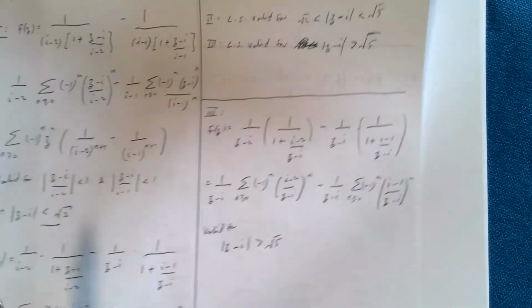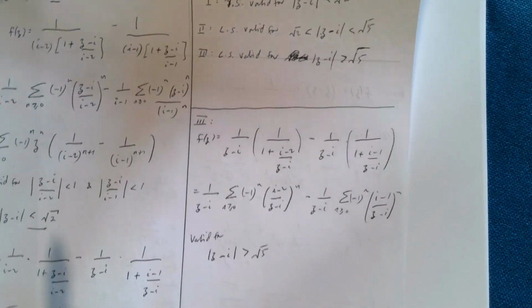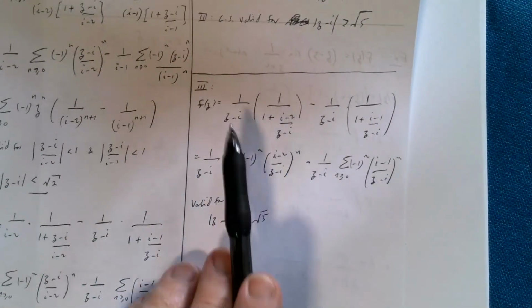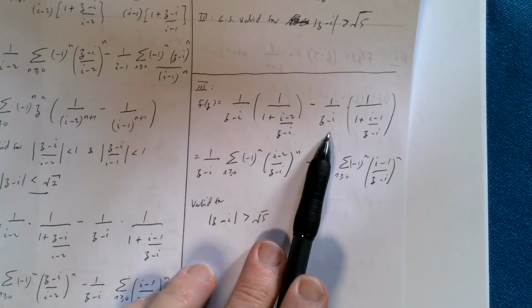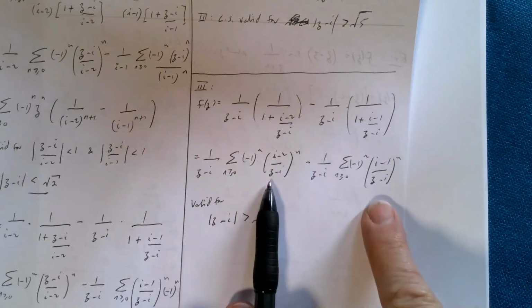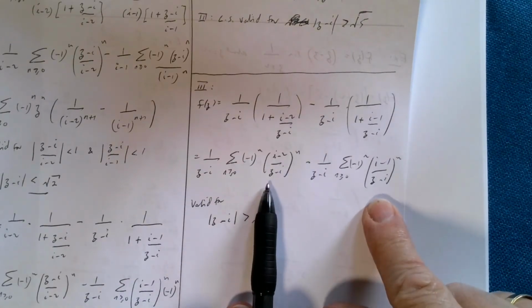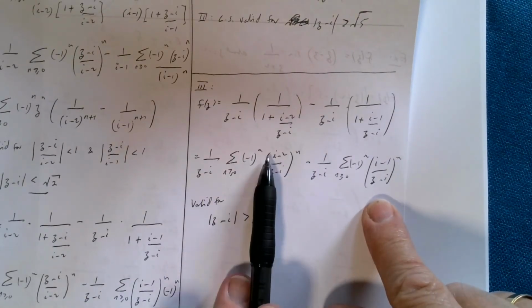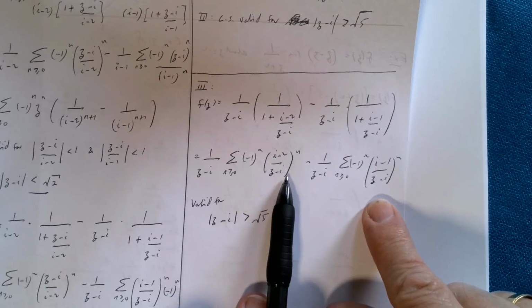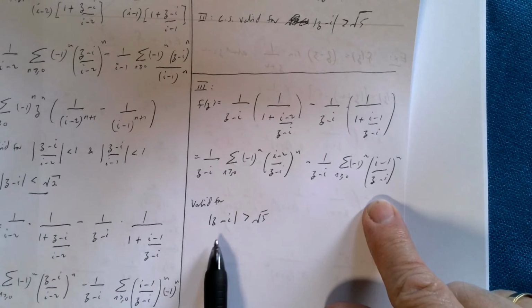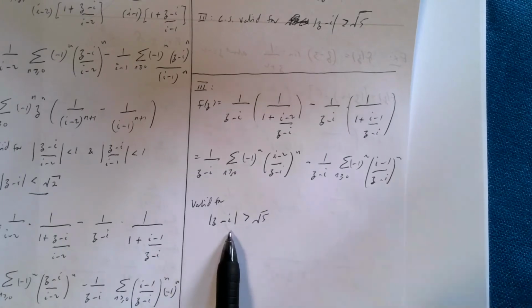Finally, we can do the same thing for the third one. This time we factor out the z terms in both and expand them out as geometric series as usual, and this time we want the modulus of the common ratio to be less than 1, and the only place where both of those are satisfied is that mod z minus i is bigger than root 5. So that's just an example there.